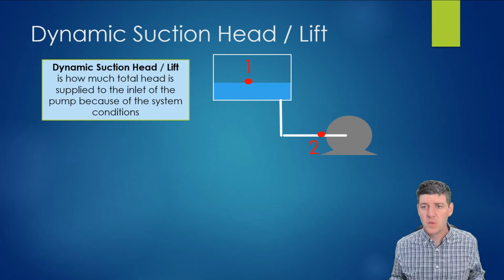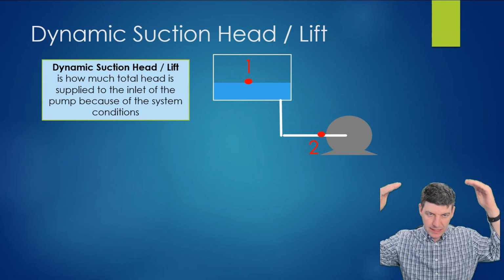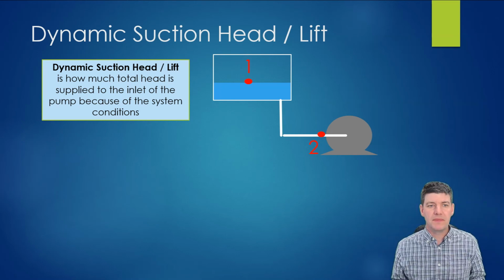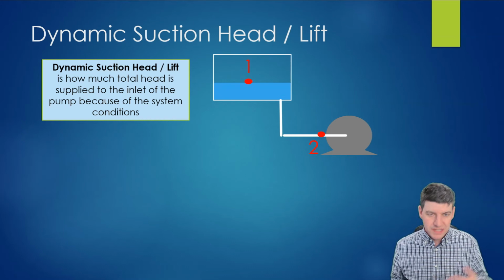The way we can think about what this really means is dynamic suction head or lift is how much total head is going to be supplied to the inlet of that pump. So factors such as the pressure in that tank are going to help push water into that pump, or the static height is going to help push water into that pump. And so the dynamic suction head is a measure of all of the factors that are either helping to push water into the pump or preventing water from making its way into the pump.